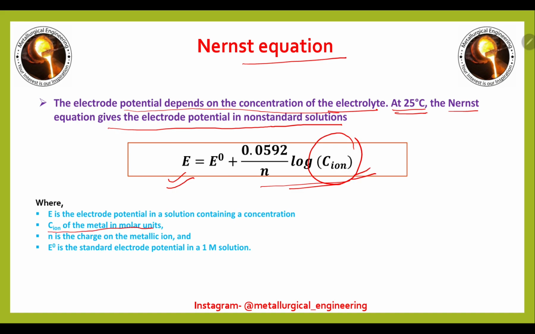This is also mentioned here. E is the electrode potential in a solution containing a concentration, n is the charge on the metallic ion, and E naught is the standard electrode potential in 1 molar solution.